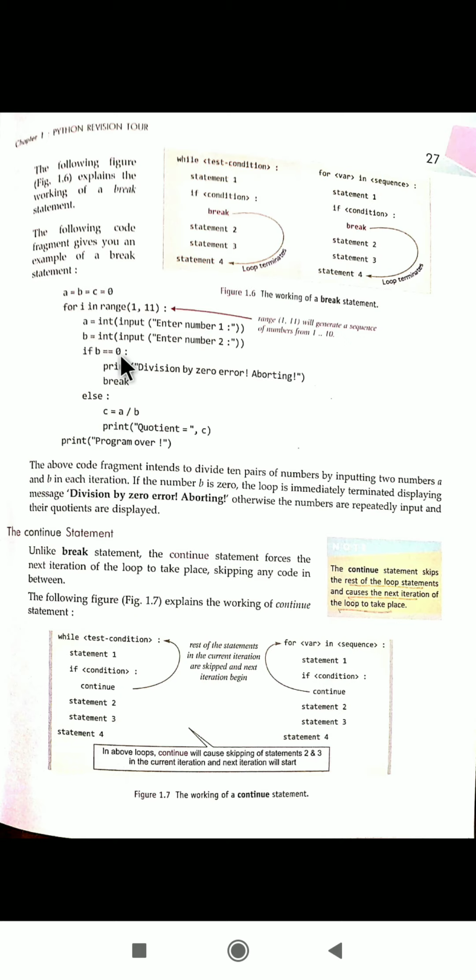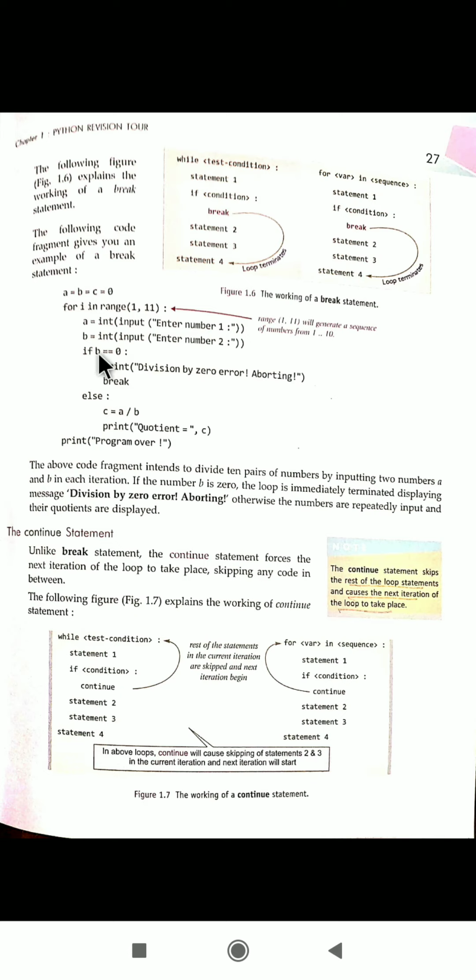If it is yes, then the print statement will print division by 0 error, aborting, and it will break. So if it breaks, then it will come out of this if and else also. So it will come here, and it will print program is over.